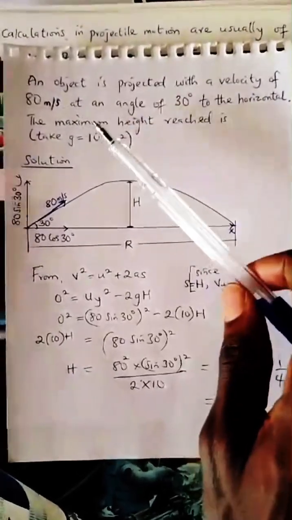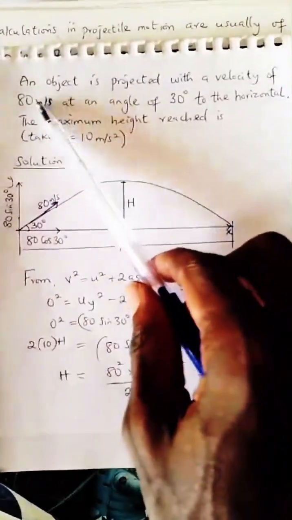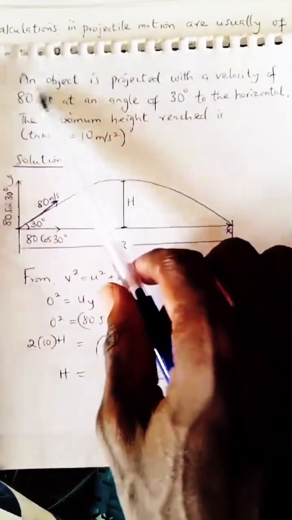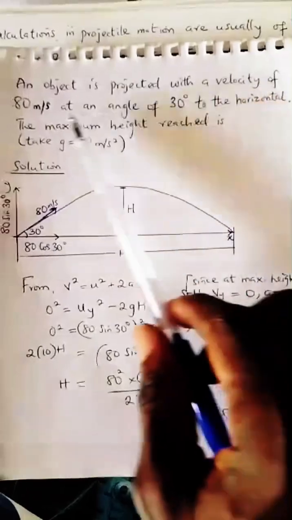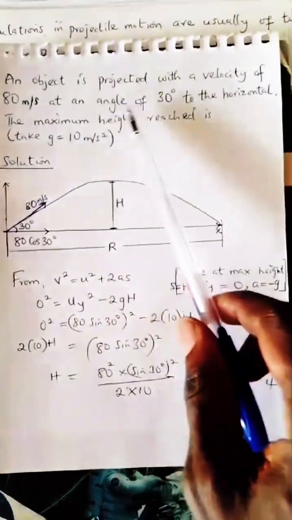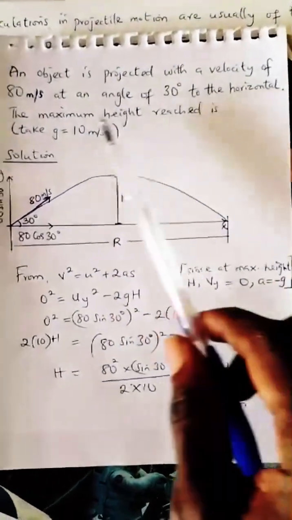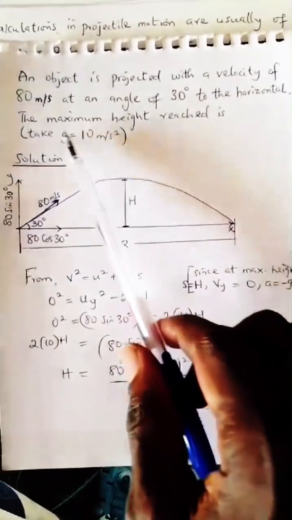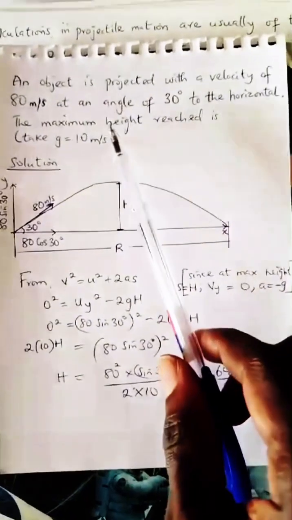Alright guys, let's look at another example here. This is a past question from JAMB. An object is projected with a velocity of 80 meters per second at an angle of 30 degrees to the horizontal. The maximum height reached is, so we're to take g, acceleration due to gravity, as 10 meters per second squared.